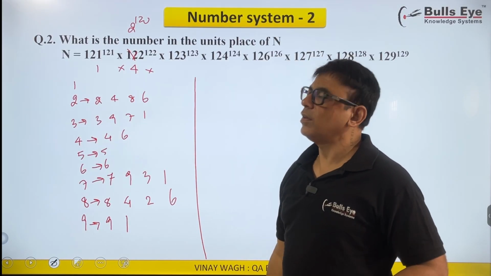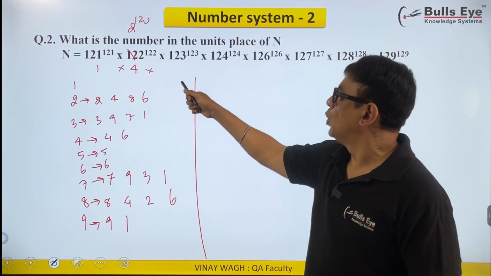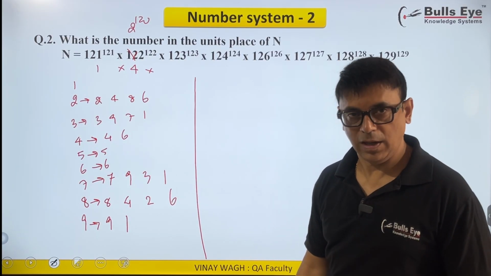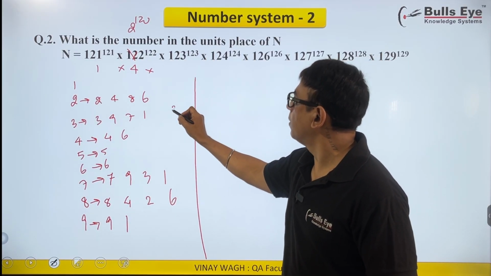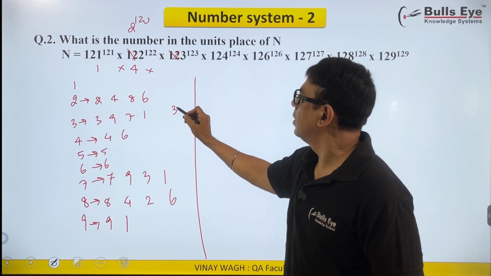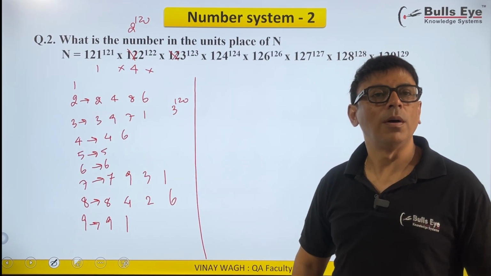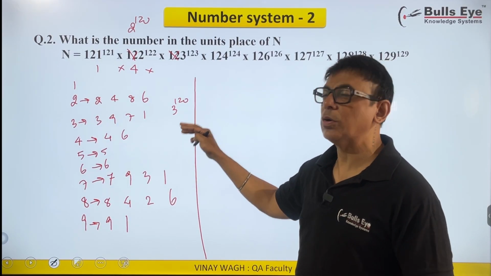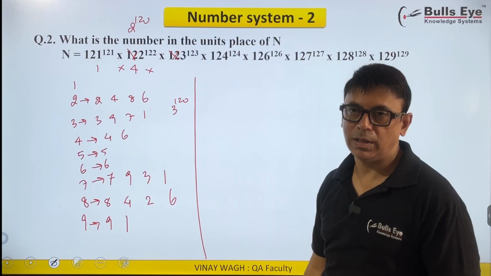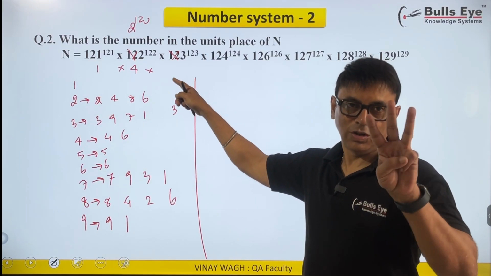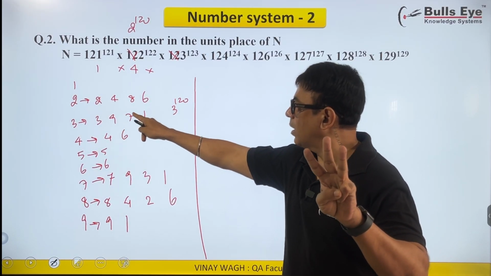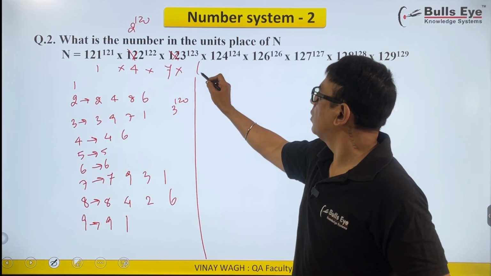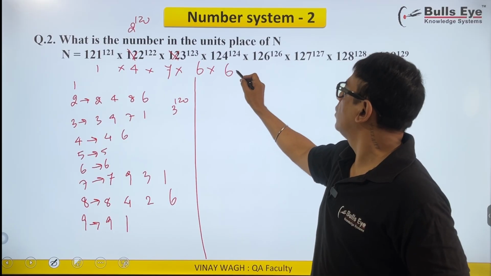Power cycle of this 3 is 3, 9, 7, 1. So every multiple of 4 that is there in the index will complete the cycle. So 3 raised to 123, forget about these digits. 120 is a multiple of 4. So 30 cycles will get completed. 120 divided by 4, 30 cycles will get completed. 31st cycle has got 3 stops. So first, second and third. So this will be 7. 4 raised to any even number ends with 6. 6 raised to anything ends with 6.